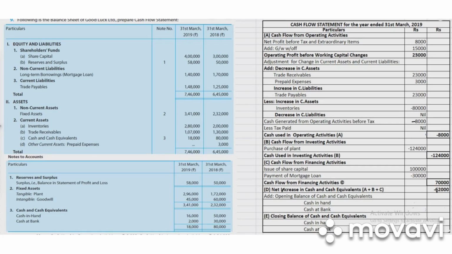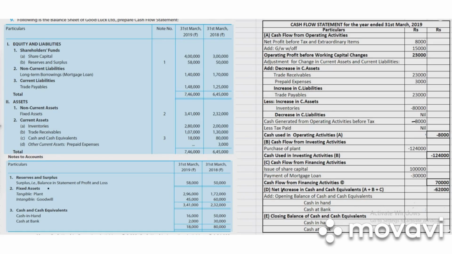Okay, so if that is the case, then we add this net increase or decrease. In this particular case, it is a decrease. We add this figure to the opening balance of cash and cash equivalents, because this is the change. Okay, cash outflow. With that change, we add what was our opening balance of cash and cash equivalent. There is cash in hand and cash at bank, both are given here.